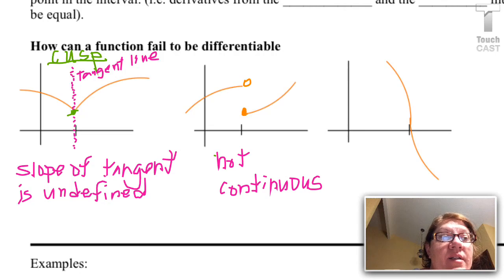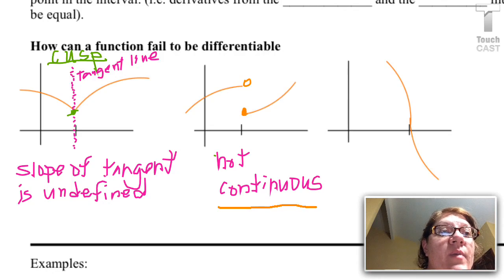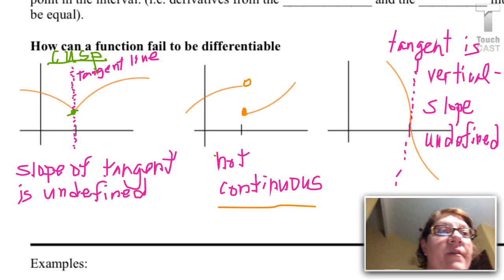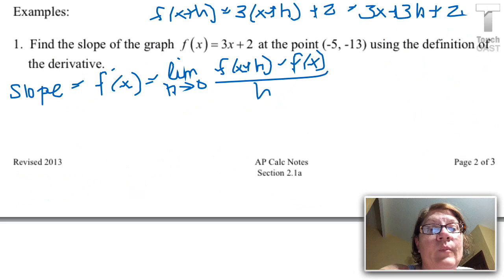This next one needs the dots on the ends of it, so you'll have to add those. But this one's not differentiable because it's not continuous. So it has to be continuous. And back to the issue of I have a tangent that is vertical, so I got another slope that's undefined. So those are examples that are not differentiable.